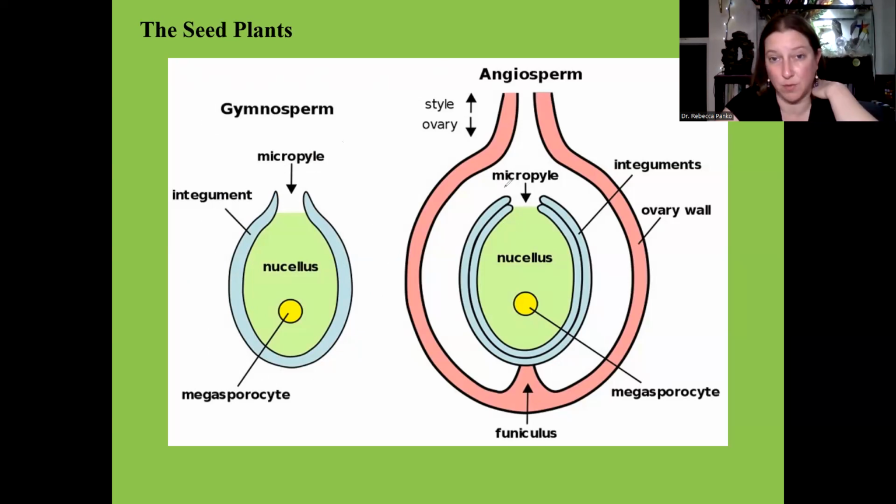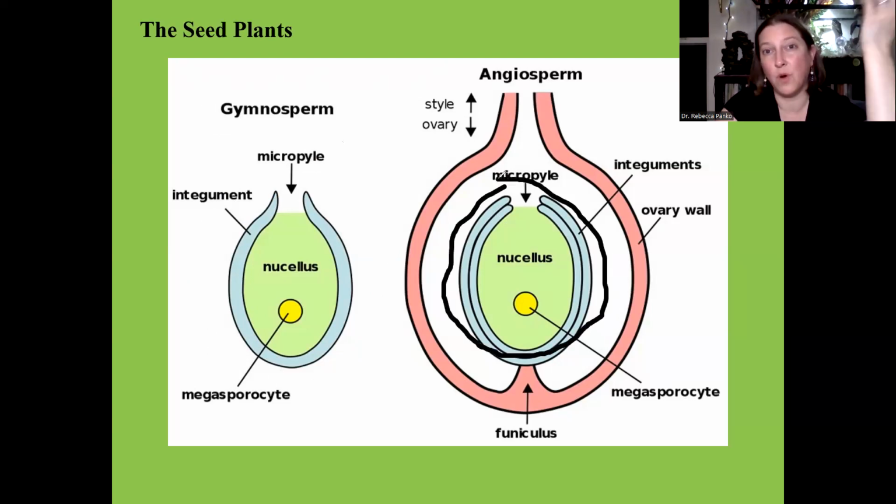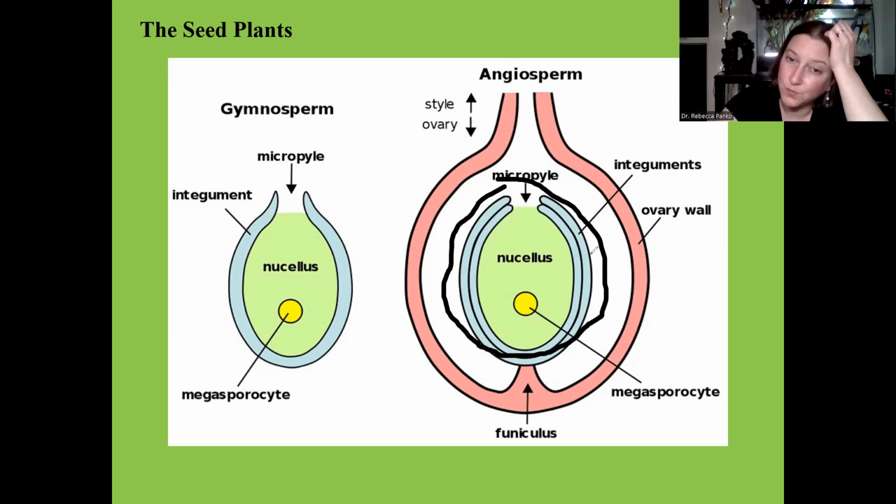However, look at the angiosperm ovule, which is here. And what do you know? It's inside of something. In this slide, that something is pink. And what that something is, is the ovary. So in the angiosperms, the ovule is not exposed to the environment. It's protected and inside the ovary.